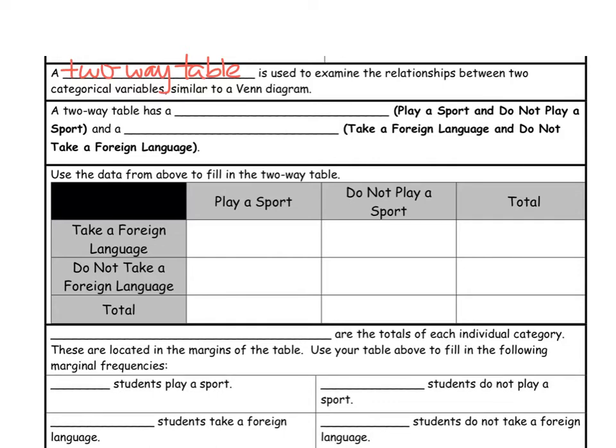So a two-way table has a column variable, and in this case we have two column variables. We have play a sport and do not play a sport. And then it also has a row variable. And our row variables are take a foreign language, do not take a foreign language. So we're going to use the Venn diagram to fill this out.